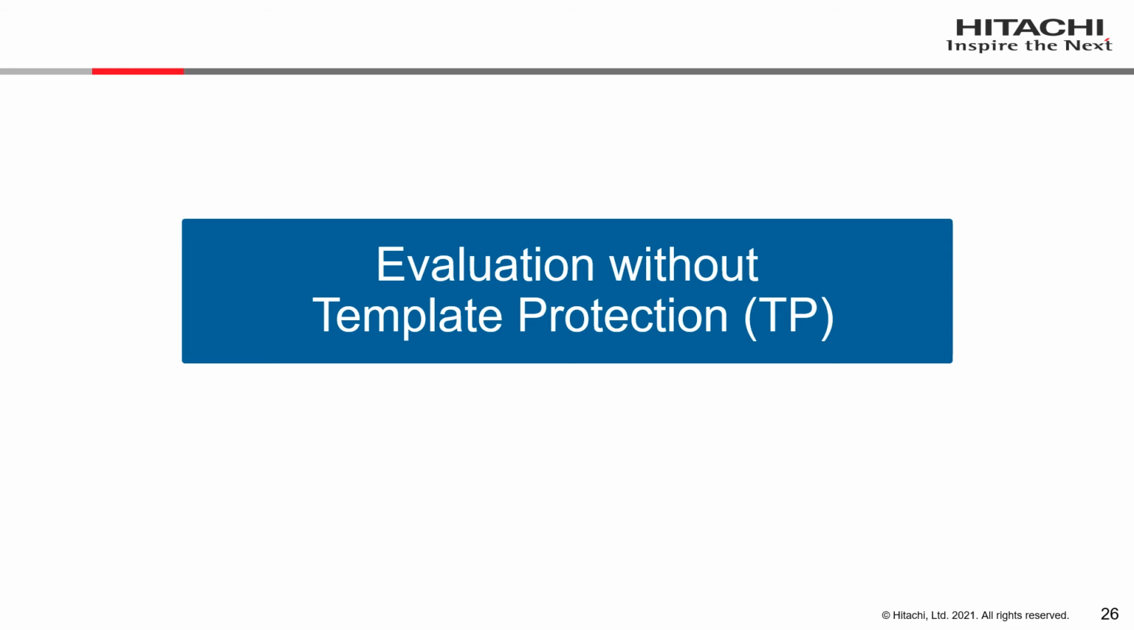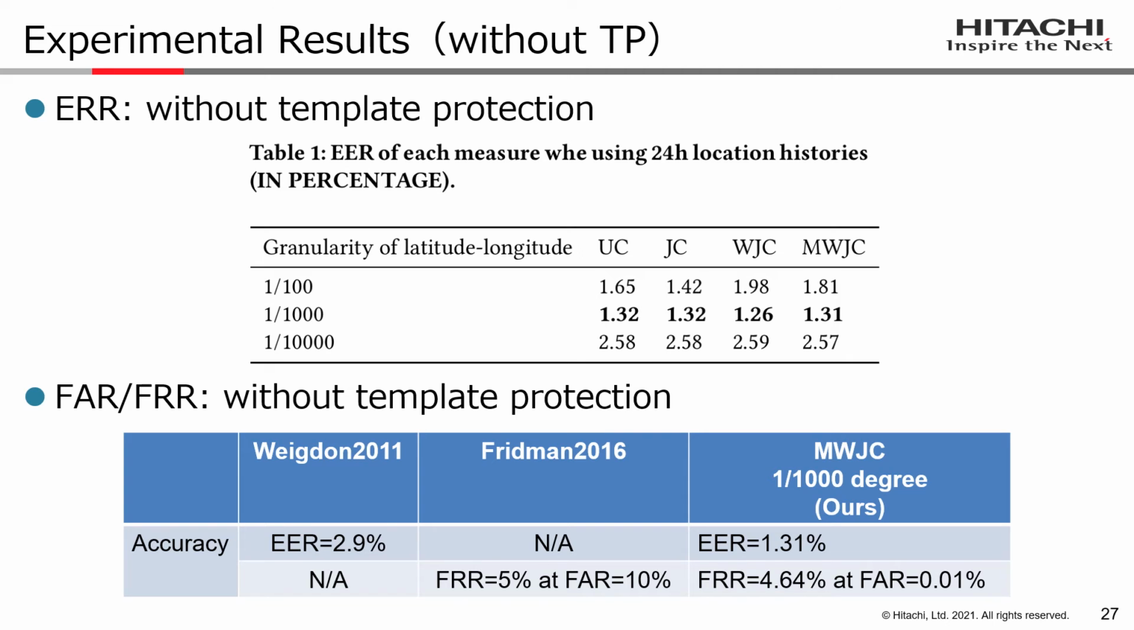Evaluation without template protection. The experimental results show that the EER is less than 2% and the discretization of 1,000th degree is good with all four metrics. As you can see in the lower table, in the work of Wigton 2011, they show the misclassification rate is 2.9%, which is worse than our result. In the work of Friedman 2016, they say that FRR is 5% and FAR is 10% when using location data only, which is also worse than our results. Besides, they say that EER is 1% when they combine four behavioral data, such as text typed, application visited, website visited, which is better than our results. Multi-factor authentication is also in the scope of our implicit authentication. The improvement of the accuracy by using richer behavioral information is our future work.